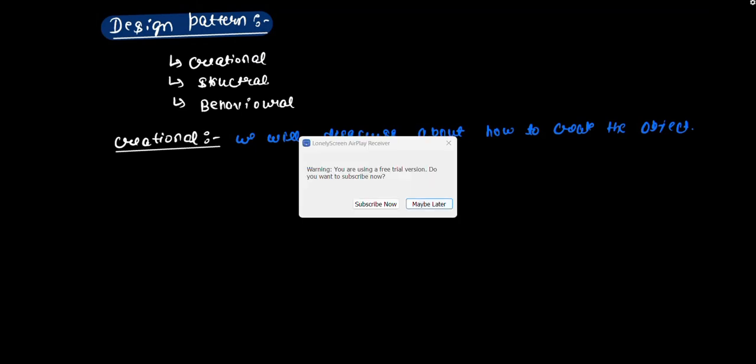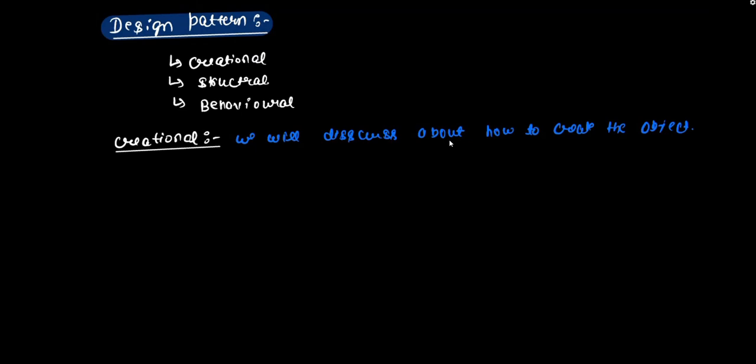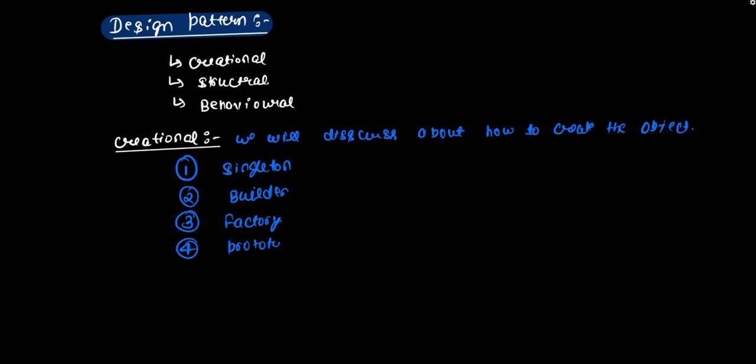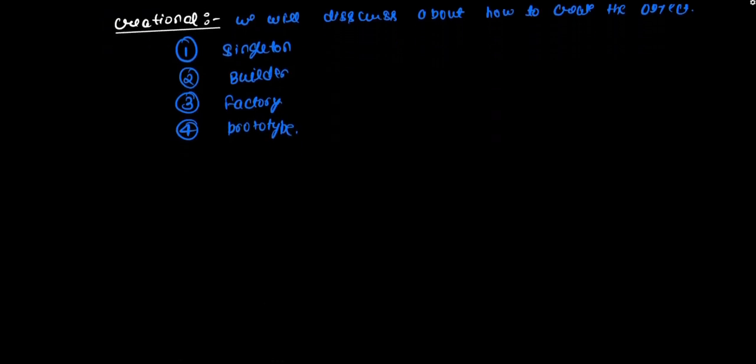Now, in the creational design pattern, there are again four types. The first one is the singleton design pattern. This is most important. Second is the builder design pattern. Third one is the factory design pattern, and fourth one is prototype. But today we are discussing only the first one, the singleton design pattern. Right. These are all four types of design pattern.